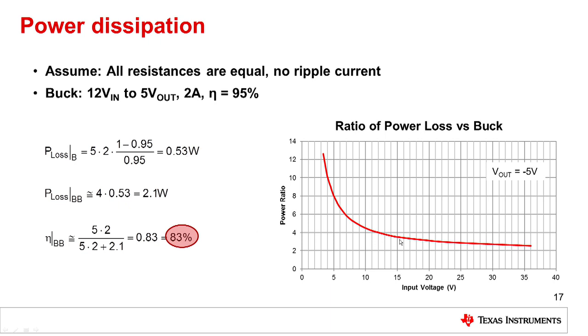We go over here to this graph and we look at 12 volts in. We see that the ratio between the power loss of a buck and a buck boost is about 4. Multiplying that 0.53 by 4, we get 2.1 watts. Putting that loss back into the efficiency equation, we see our efficiency is now only 83% when I use that same regulator as a buck boost under these particular conditions. So be aware that your efficiency definitely will drop when you're using a buck regulator as a buck boost.